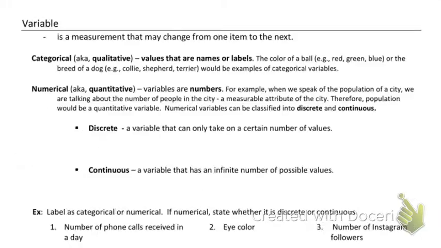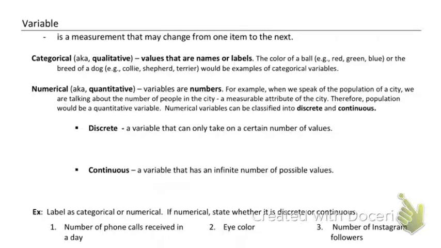Now, when we're collecting data, there are 2 big variables that we can use, and that's the measurement that may change from one item to the next. So the first big thing we need to talk about is categorical, and then we'll talk about numerical. Categorical is also called qualitative. You have to know both of these terms. Categorical equals qualitative. Categorical makes sense, because if you picture categories, that's where categorical comes from.